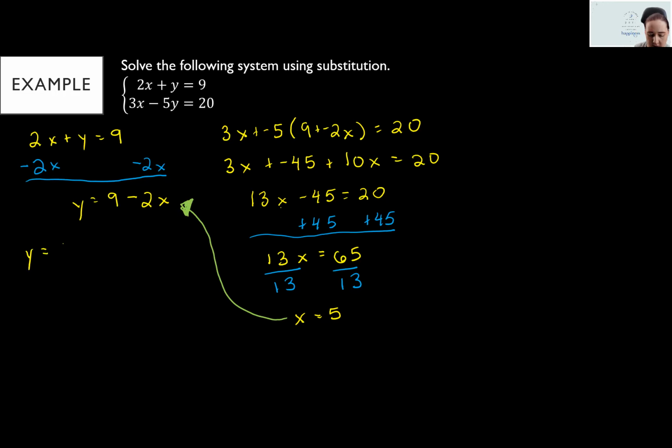So we have y equals 9 minus 2 times 5, which is 9 minus 10. So we get -1. So remember alphabetical order. So we've got our x first, which was 5, and then our y, which is -1.